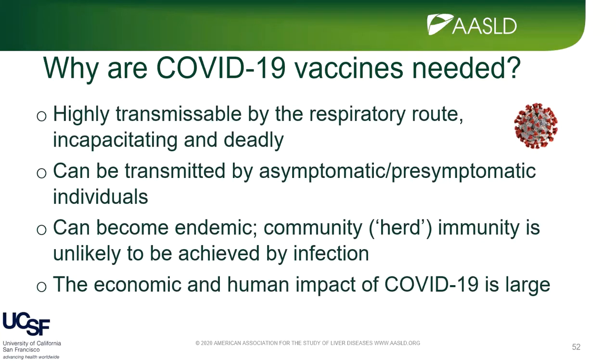And one reason for that is that community immunity, or so-called herd immunity, is not that likely to be achieved by infection alone. The estimates, given the average number of people infected by one case of COVID-19, are that at least 70% of the community would have to have protective immunity for there to be effective herd immunity. And obviously, we don't want to have 70% of our population undergo the misery and the hazards of becoming infected. And obviously, as we're witnessing and experiencing, the economic and the human impact of COVID-19 is enormous.